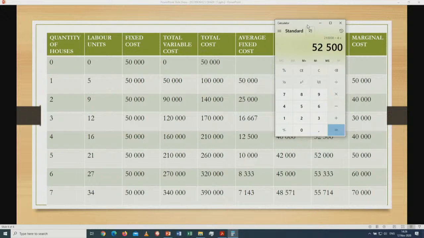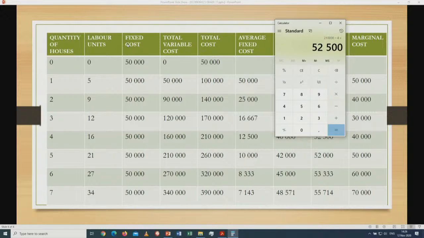What happened? Oh, I see. I used the total cost. But what am I looking for? You see how we easily make mistakes. I'm looking for the average fixed cost. I'm not looking at the average total cost. So what is the mistake that I made? I used the total cost. And now I can see I'm looking for average fixed cost.